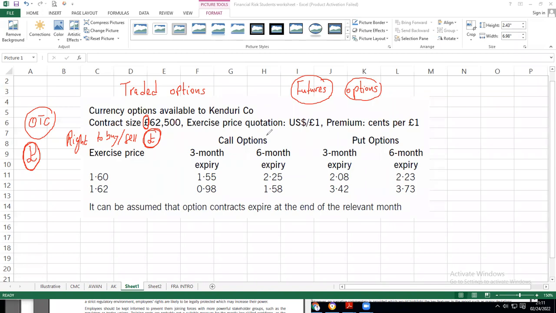Exercise price quotation. This one, exercise price. What does this 1.6 mean? What does this 1.62 mean? The answer is here. These are dollars on a single pound.